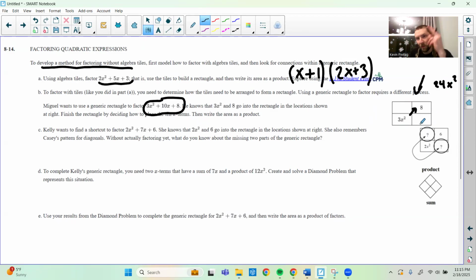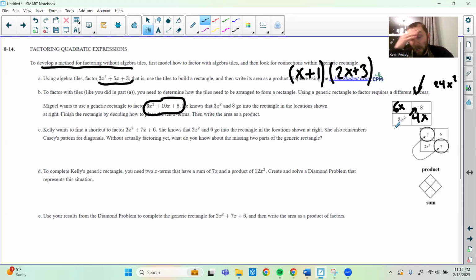So I need two numbers now that multiply to be 24, but add together to be 10. Why do they have to add together to be 10? Because the 10x is what I'm trying to split up in my rectangle, okay? So I need 10x's, but I need to split them in a way that the two numbers will multiply to 24. And hopefully, relatively quickly, you can figure out that's got to be 6 and that's got to be 4. It really doesn't matter which way those go, by the way. You can flip-flop them. That's totally fine. 6 and 4 are the numbers I need, okay?